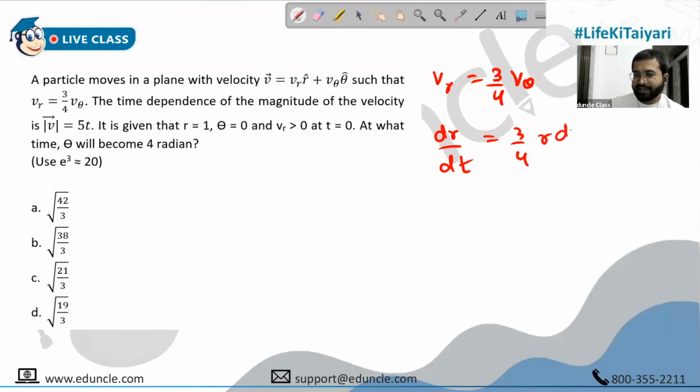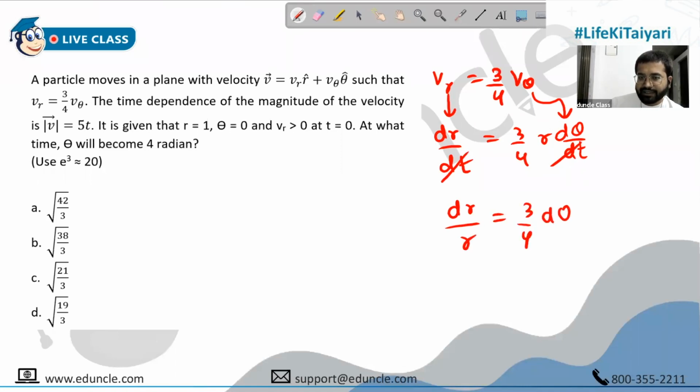So r into dr by dt, d theta by dt. You can always argue, please tell me if you have any confusion. Okay, it's r theta dot. So r into d theta by dt. The dt gets cancelled. We have got dr upon r equals 3 by 4 d theta. Let's integrate. So integration of dr upon r equals 3 by 4 integration of d theta.